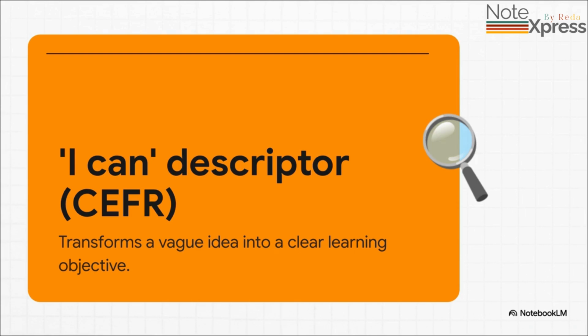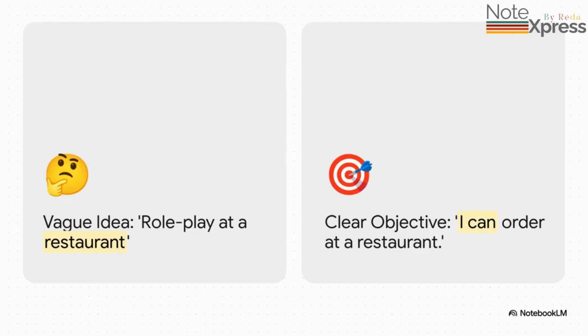They take a kind of fuzzy idea for an activity and sharpen it into a clear, focused learning objective that students can actually understand and aim for. Just look at the difference here. A vague idea like role play at a restaurant, it's okay, but what's the goal, really? But by reframing it as a clear objective, I can order at a restaurant, you give your students a concrete skill they can actually master.